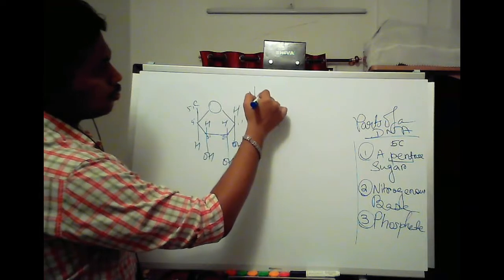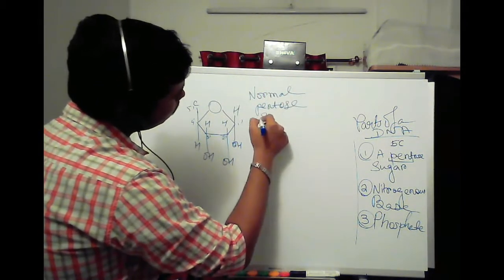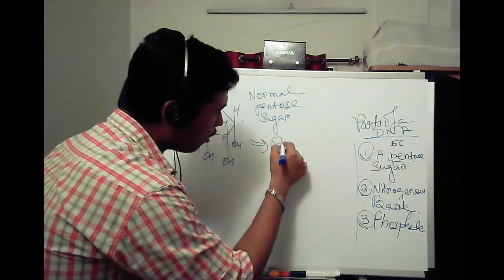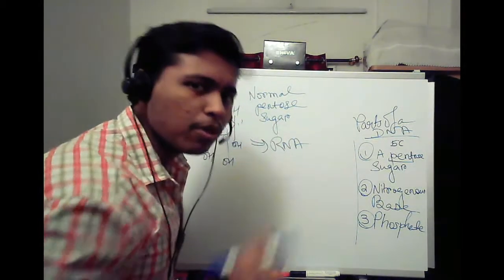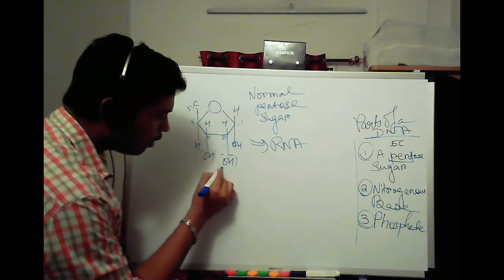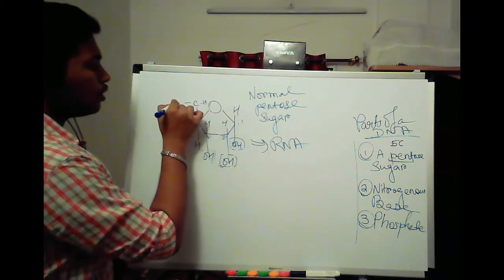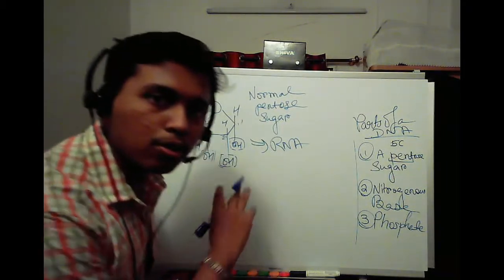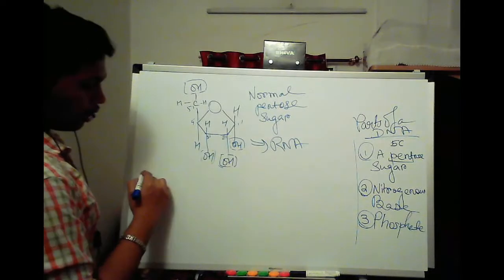This is a normal pentose sugar found in RNA. But there's one very small piece of information that's pretty important. Each and every OH group is a reactive group. These groups are pretty reactive in nature. Like how much reactive? It's pretty reactive. Now see, this is normal RNA.